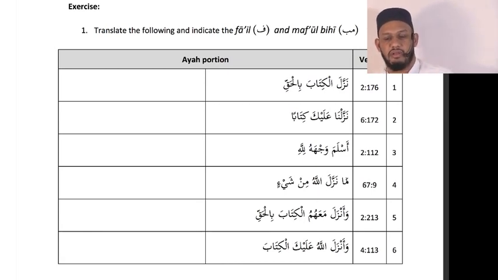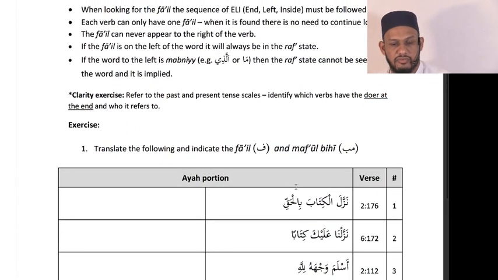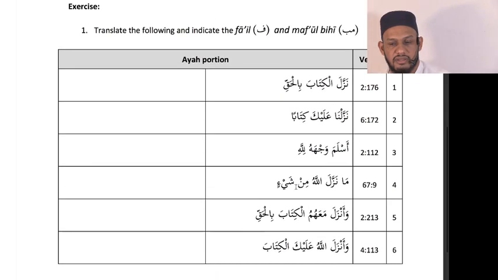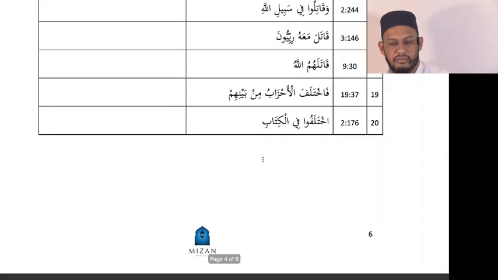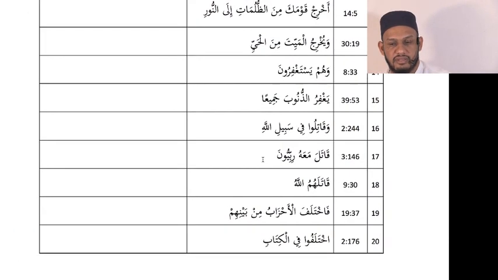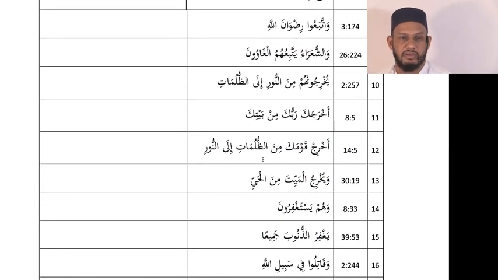Ma nazzala Allahu min shay'in. Ma nazzala. Nazzala means sent down. I see nothing at the end there, I must look to the left. I see the word Allah. Therefore the word Allah Jalla wa 'Ala is the fa'il. Ma nazzala Allahu. Allah did not send down min shay'in, anything. So homework for Nahwu is to finish this exercise, 1 to 20. For the second years, you can do the ones that you know on the second bab and the third bab, inshallah.